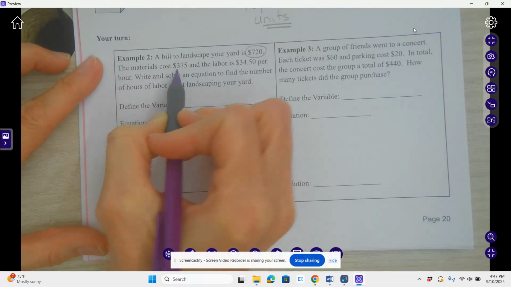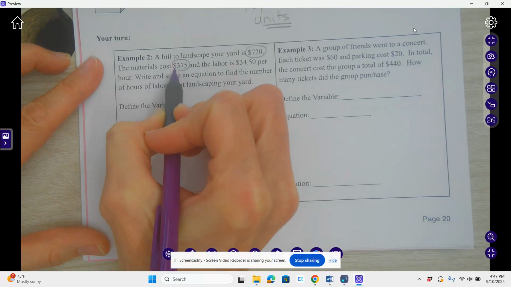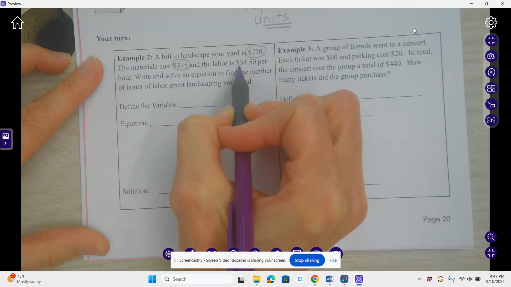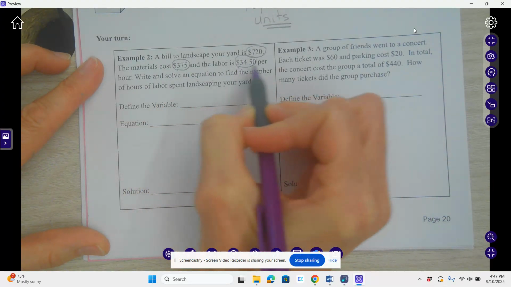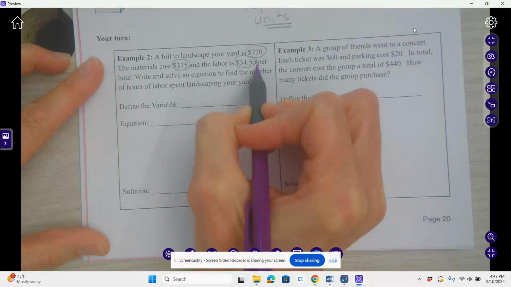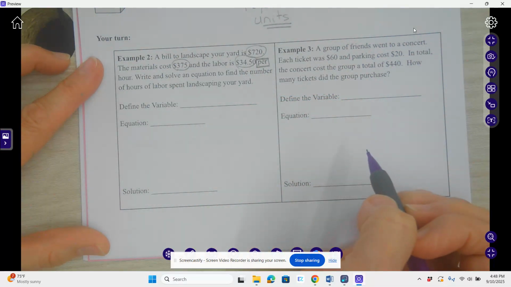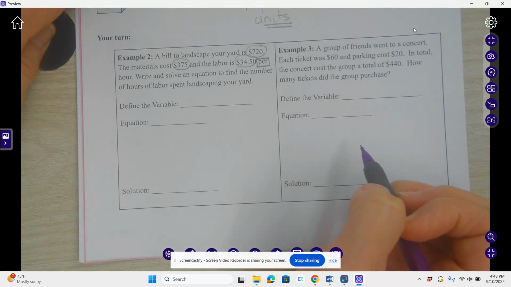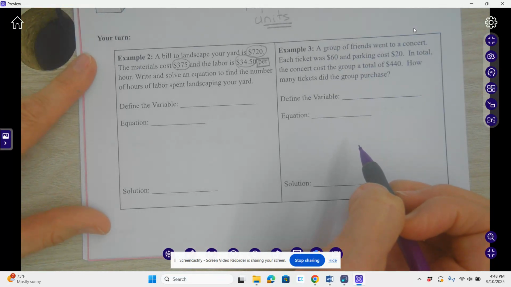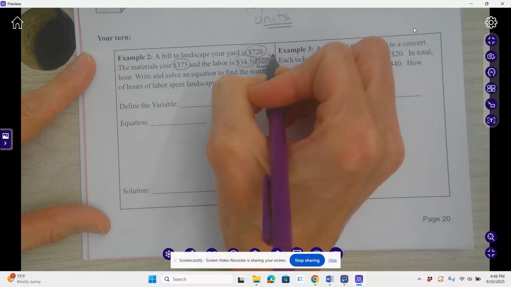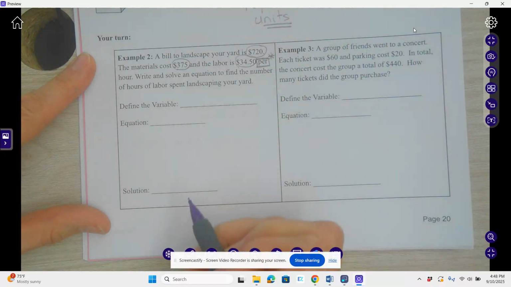The material cost $375, and the labor is $34.50 per hour. This "per" is an important, a key word. So that's that box, keywords. And then I'm going to remind myself that per means to multiply.